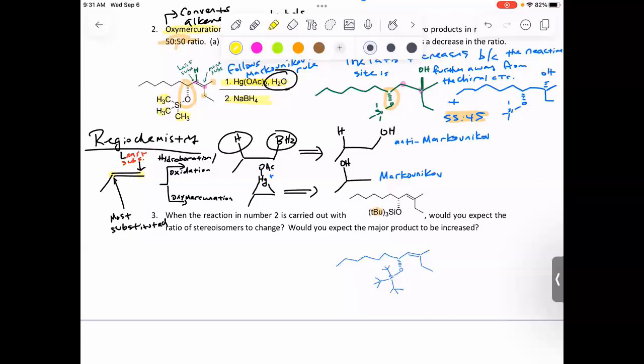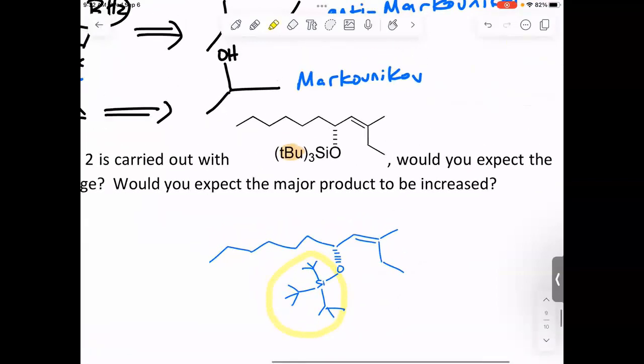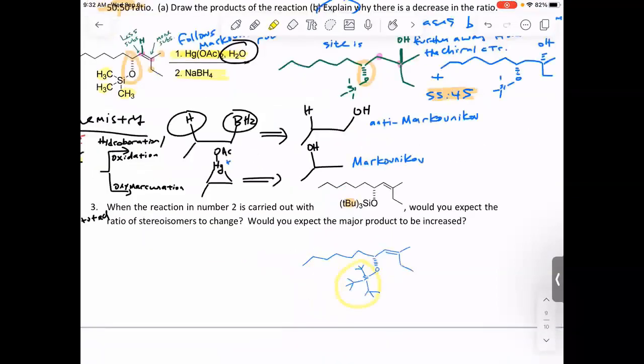I would say yes. Yes, the ratio of stereoisomers will change, and I would expect the major product to increase because it's going to be harder for the reaction to take place because it's blocking it. It's a bigger group. So the size of this group is going to actually change that. And that's what we expect, right? We expect that if that group is bigger, then it's going to have a little bit more influence over the product distribution.